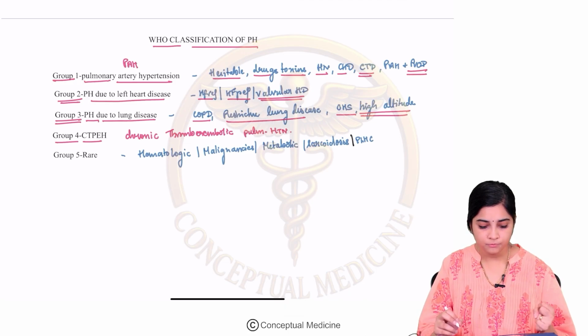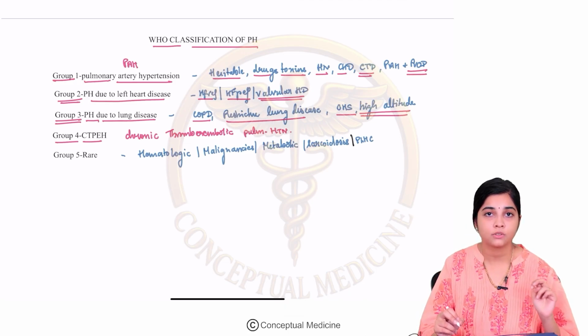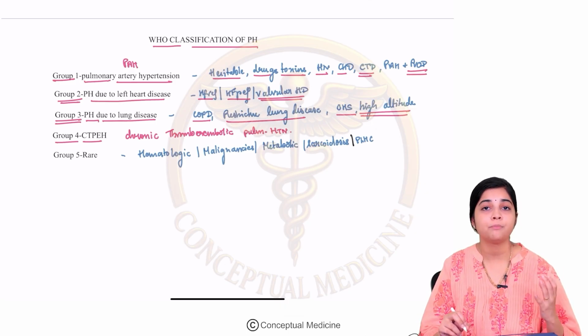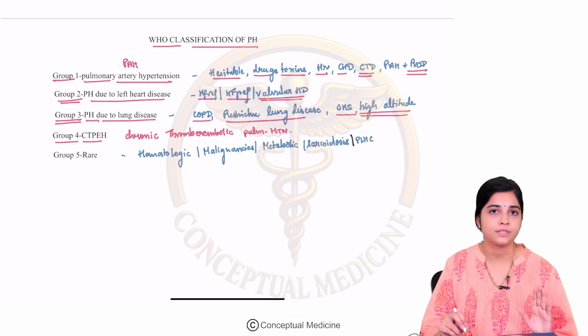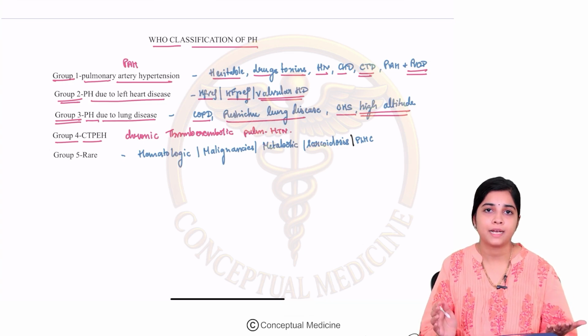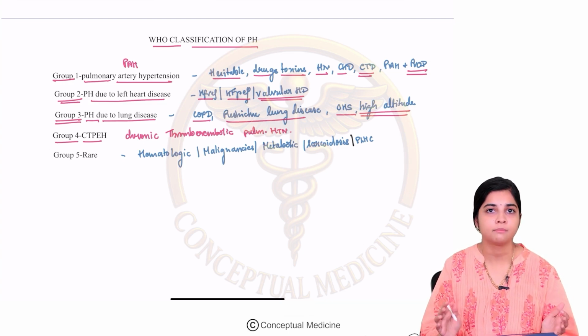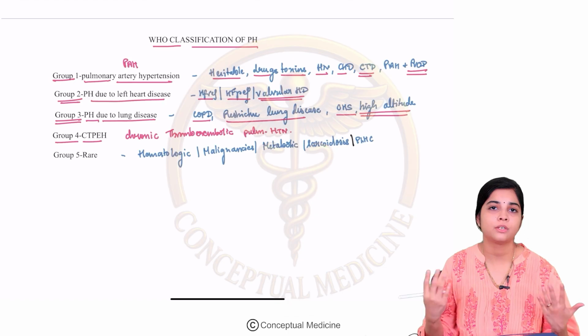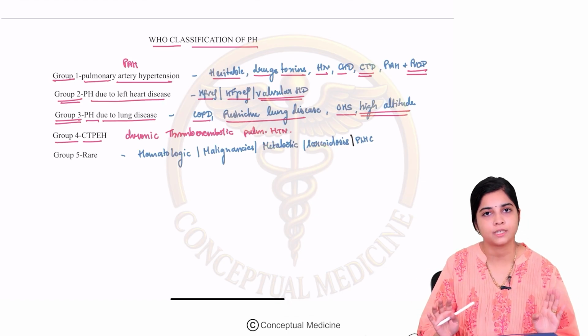Okay, so group 4 is chronic thromboembolic pulmonary hypertension. That means what? Whenever you have a pulmonary thromboembolism, there is an embolus which goes and lodges itself in the pulmonary artery, right? When it is an acute or a massive embolus, the patient is extremely symptomatic. They come with acute onset dyspnea, they can come with acute onset collapse.